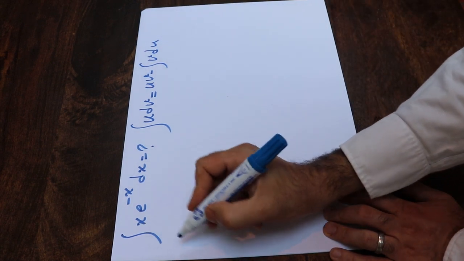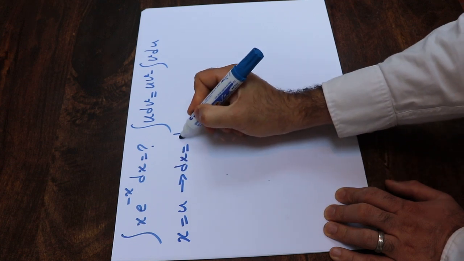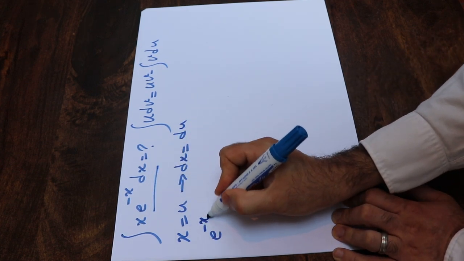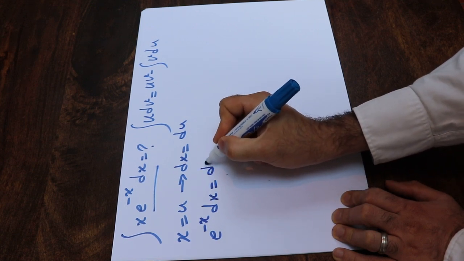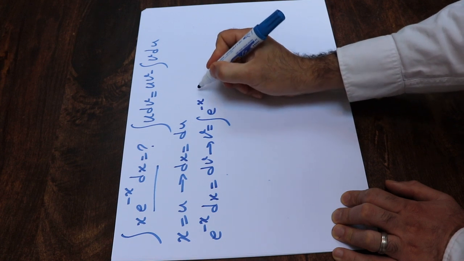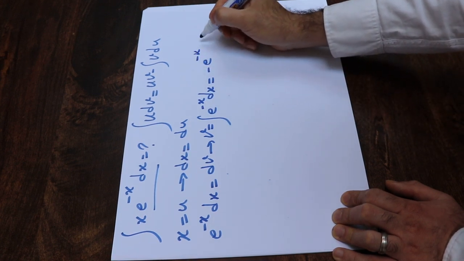Here I define x as u, therefore dx will be equal to du. And I define e to the power of minus x dx as dv, therefore v will be equal to the integral of e to the power of minus x dx, which will be equal to minus e to the power of minus x.